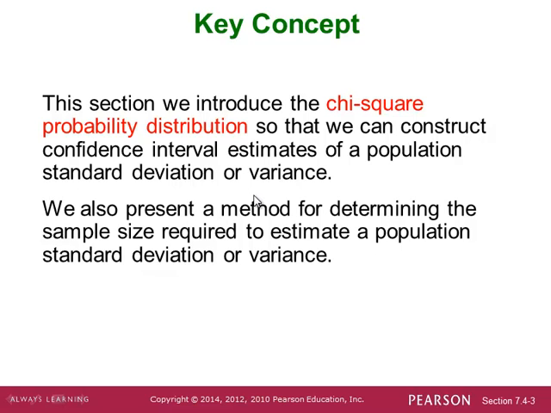Now, last time we talked about the t-distribution. That was brand new to you probably. We're going to talk now about a brand new distribution yet again. It's called the chi-square distribution, that we will use to construct confidence interval estimates of a population standard deviation or variance. We'll also talk briefly about determining sample size required to estimate a population standard deviation or variance.